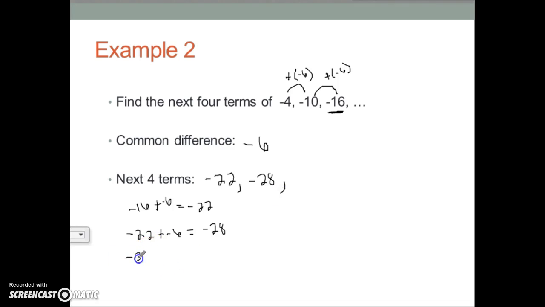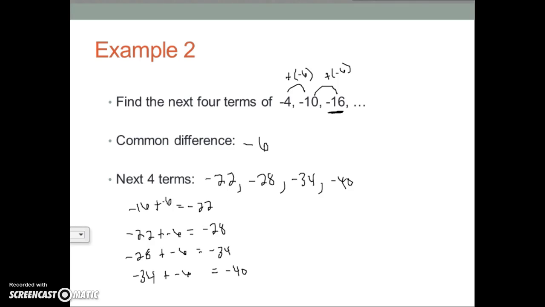And then negative 28 plus a negative 6, we end up with a negative 34. And for our last term that we wanted to identify, negative 34 plus a negative 6, we end up with negative 40. So those are the next 4 terms in that sequence.